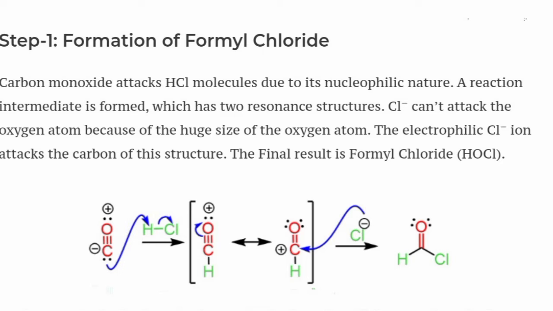Now this carbon monoxide has a nucleophilic nature and HCl is an acid. Therefore, as carbon monoxide has a nucleophilic nature, it easily attacks HCl and abstracts hydrogen from HCl, and the hydrogen gets bonded with the carbon of carbon monoxide to form an intermediate. This intermediate has two resonance structures, in which you can see that in the second resonance structure, the carbon present has a positive charge.